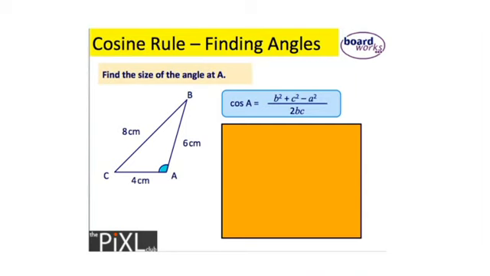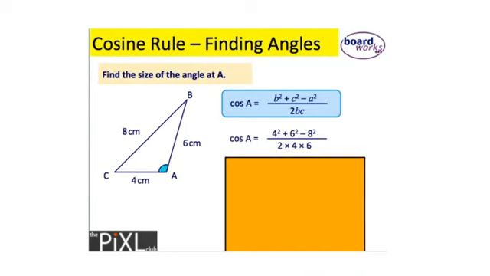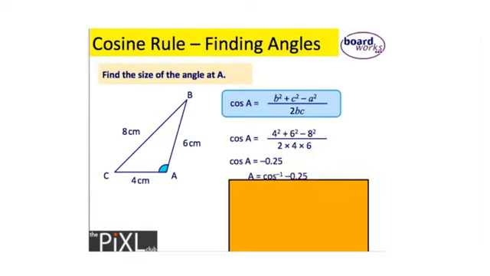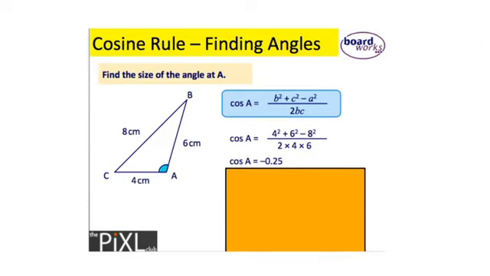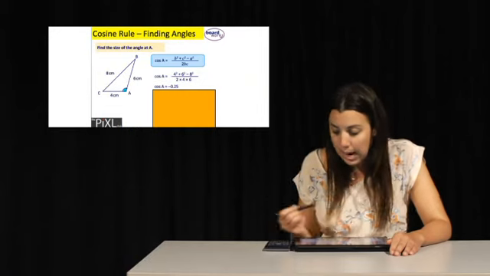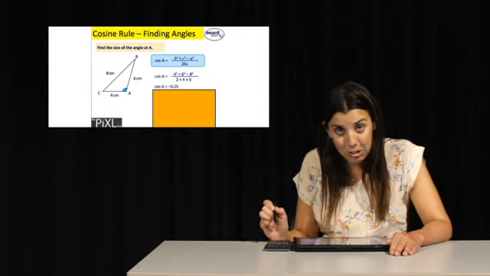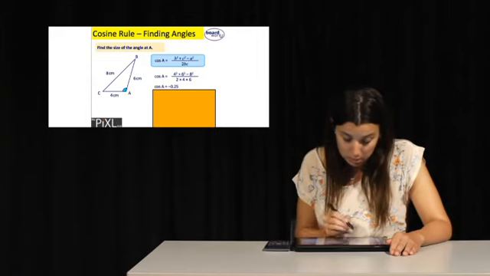If we substitute in our values then, we have cos A equals 4 squared plus 6 squared, they're the two sides. Subtract the side opposite the angle we're trying to find, that's the 8 squared. All divided by 2 multiplied by 4 multiplied by 6. If you work that out, you're left with cos A equaling negative 0.25. Again, you must use your calculator and the second function button, that's the cos to the minus 1.